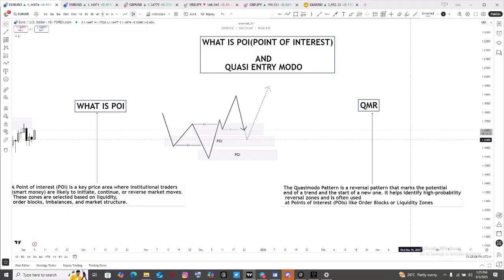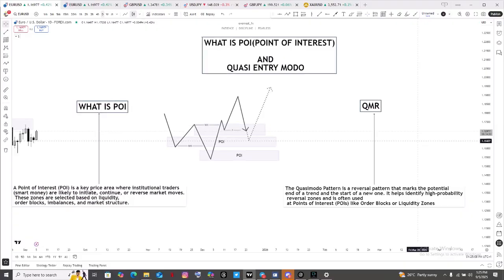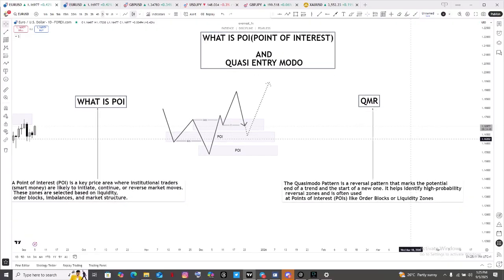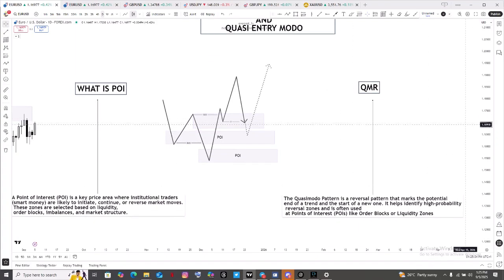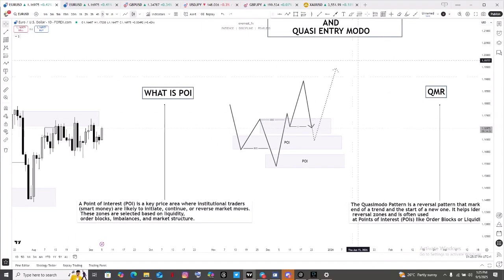So you can see in the definition here, it says a Quasimodo pattern is a reversal pattern that marks the potential end of a trend and the start of a new one. It helps identify high probability reversal zones, and it's often used as a point of interest, like an order block or liquidity zone. Now this is what we call a Quasimodo. This structure here, let me take this one out.